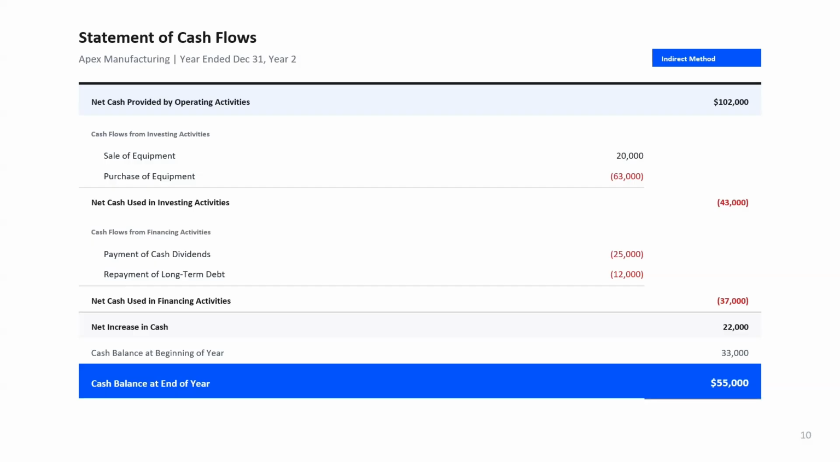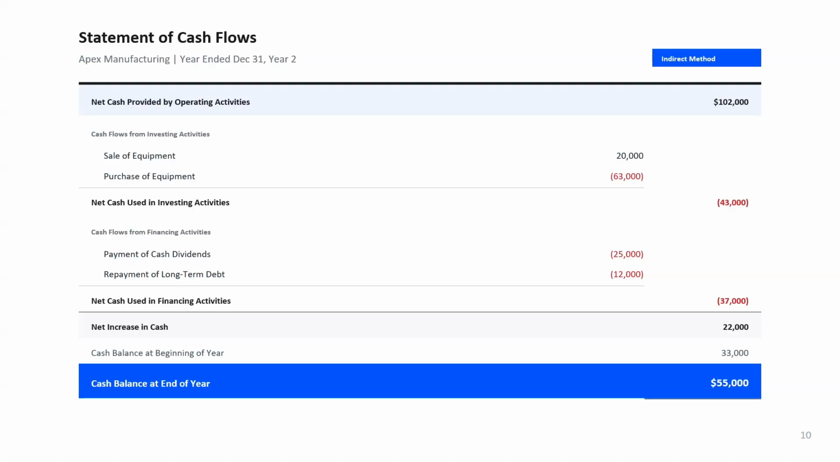This is the final statement of cash flows, bringing together the three sections we just analyzed. We start with the strong $102,000 from operations. Investing activities resulted in a net cash outflow of $43,000. This was primarily due to significant capital expenditures. And financing activities also used cash, with a net outflow of $37,000 driven by debt repayment and dividend payments.